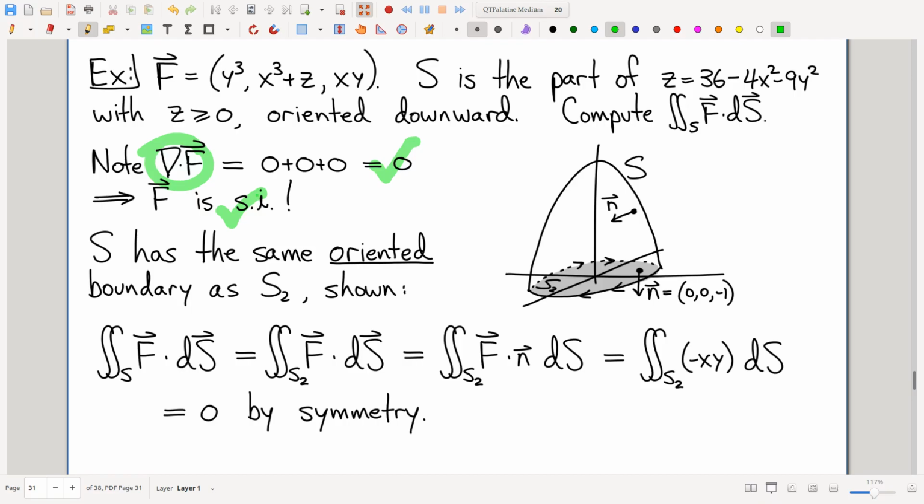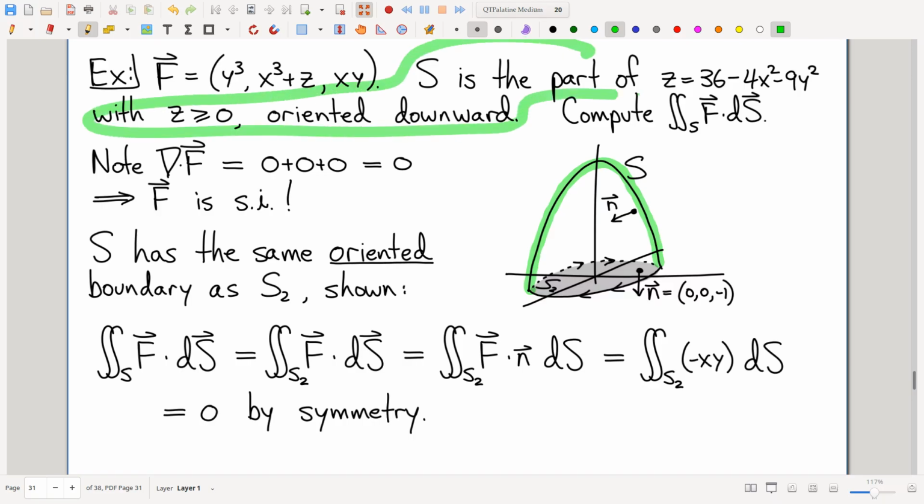Okay, so let's think it through carefully now. I do have to be careful not to move the boundary, not to change the boundary at all. So here is our original surface. It's all of this business right there, oriented downward, by the way. Let me go ahead and indicate that.